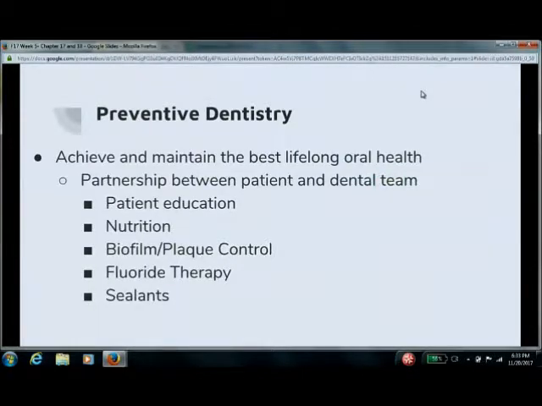So, what is preventive dentistry? It's a partnership, and it is a partnership designed to give the best lifelong oral health to our patients. And there are a lot of different things that go with this partnership to make the best lifelong oral health. And we're going to look at each one of these things. So patient education, nutrition, plaque control, fluoride therapy, and sealants. That is what encompasses a preventive dentistry program.